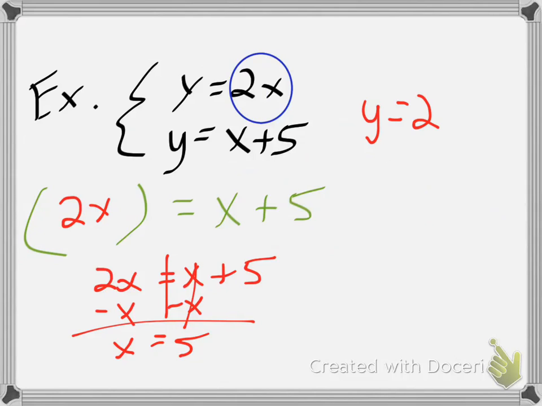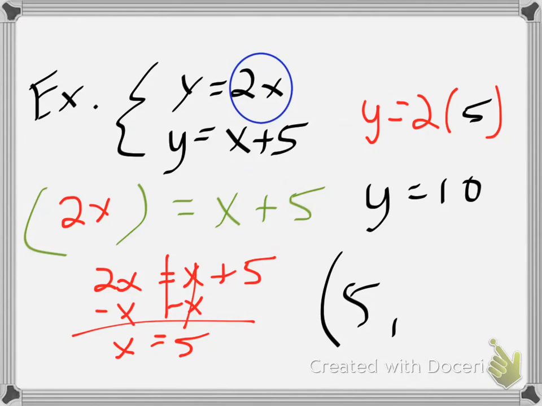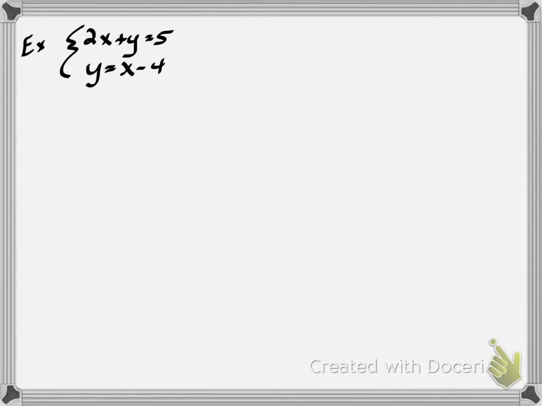y equals 2 times x. Instead of x, I'm going to put the 5. So y equals 10. My ordered pair is (5, 10). That's the intersection. That solved the system of equations. So let's do a little bit harder one.